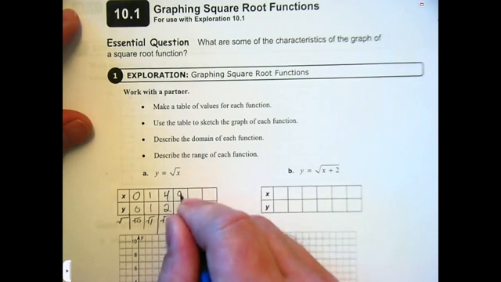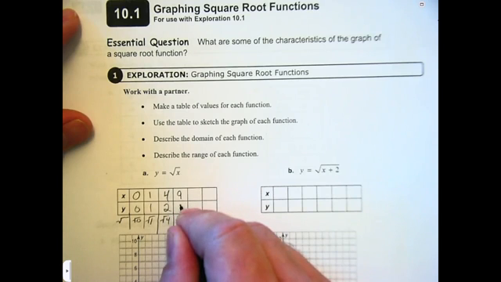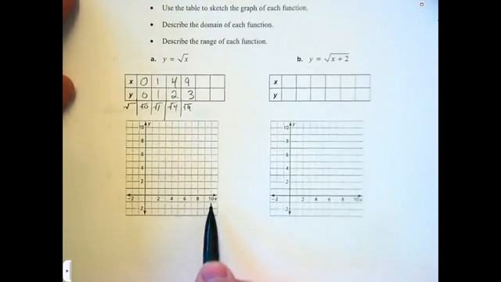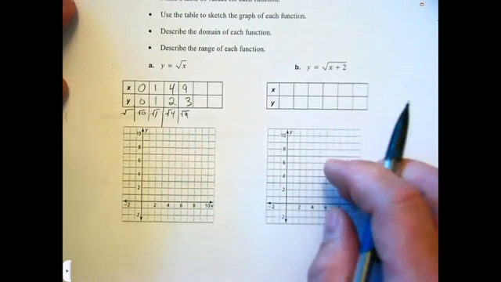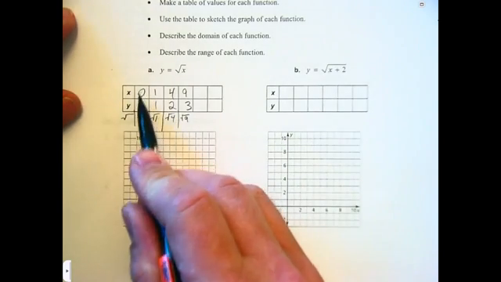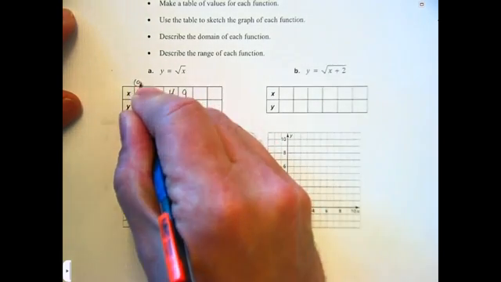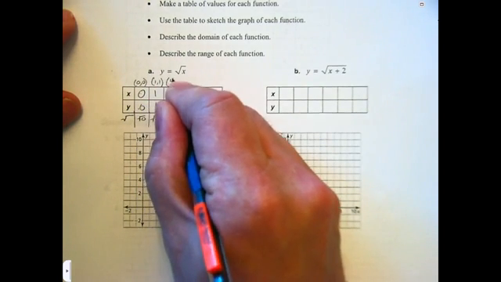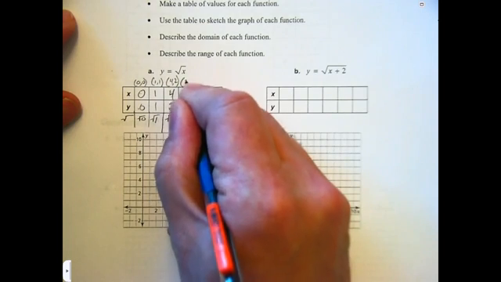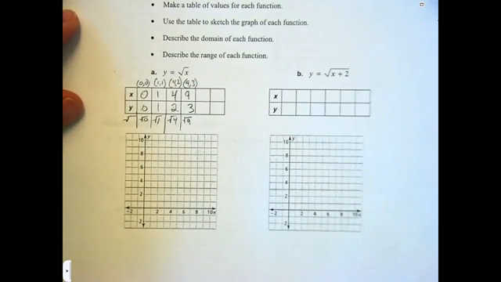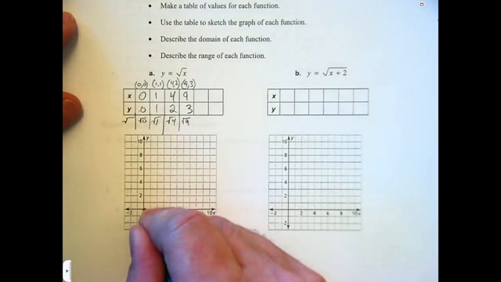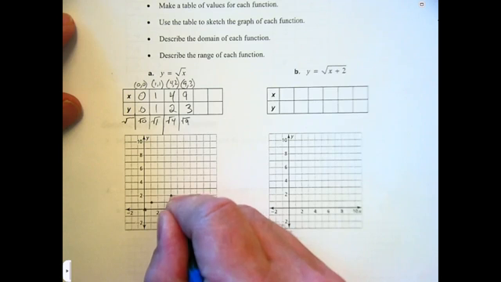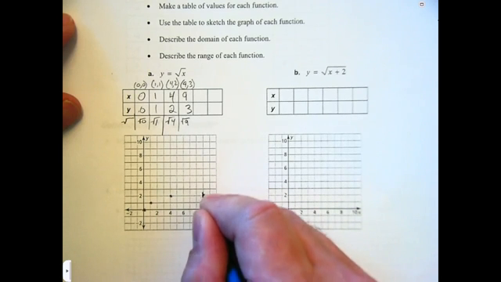9. Yeah, so we put 9 in. Root of 9 is? 3. Okay, now notice my scale here only goes to 10 on the graph, so looks like we could probably stop there. So my coordinates are (0, 0), (1, 1), (4, 2), and (9, 3). Notice on the bottom there, I'm just showing my work. Okay, so I've got my (0, 0), my (1, 1), my (4, 2), and my (9, 3).